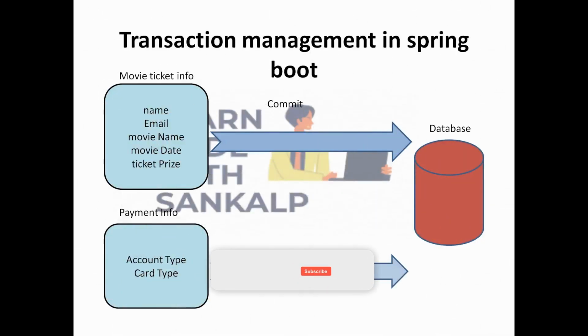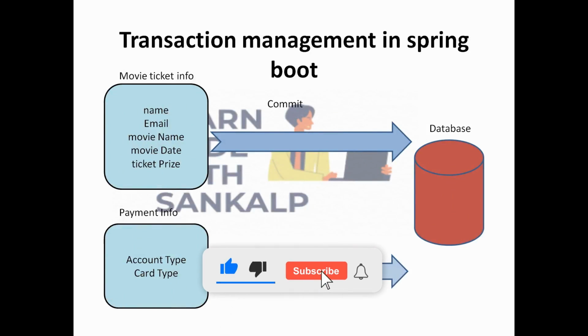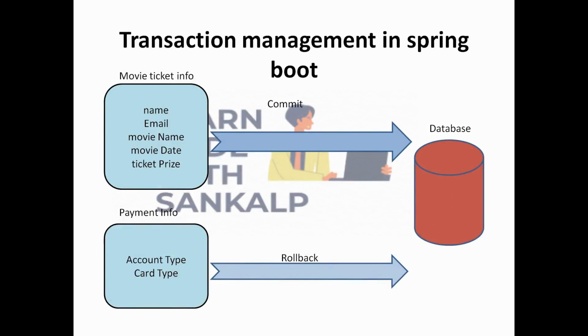This is the slide, guys. Assume that a user comes to the movie ticket booking application to book a movie ticket. Firstly, he will enter his name, email, movie date and ticket price, and after that he will make the payment. Because of some bank server issue or an account balance issue, the payment does not happen. Then what is the need for our movie ticket info? It will be a waste of our database memory, so we should not store the movie ticket info. Only if the payment is successful do we save the movie ticket info.